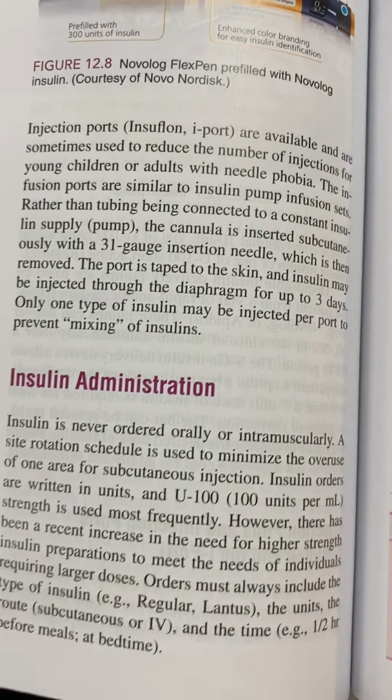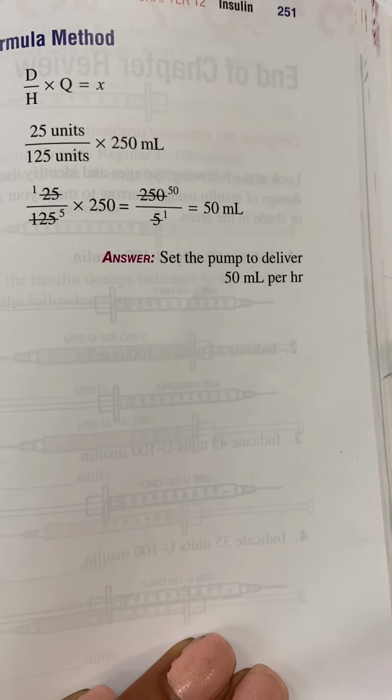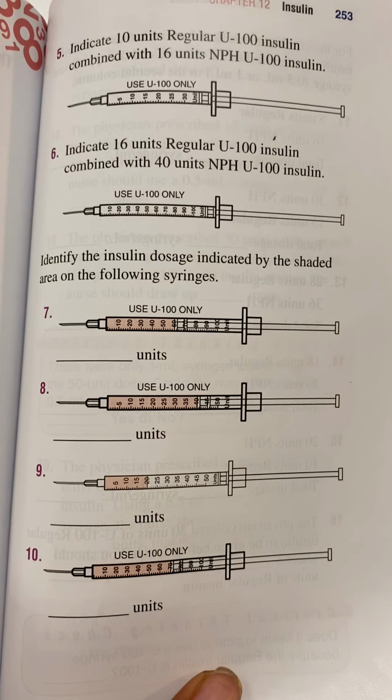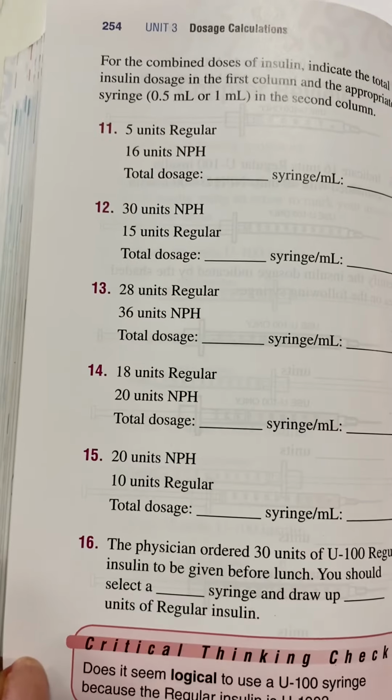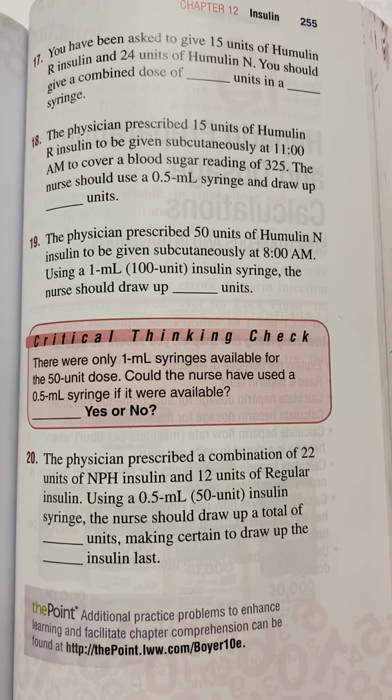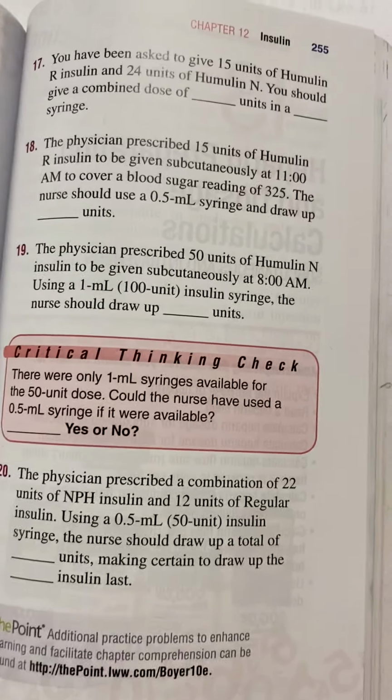The continuous intravenous insulin infusion gives you an example of each. And of course, the formula method, which I love, D over H, we've talked about that, desired over what you have on hand times the quantity. Okay, and this will be your homework assignment, numbers 1 through 20. Okay, so now let us start with some practice problems.